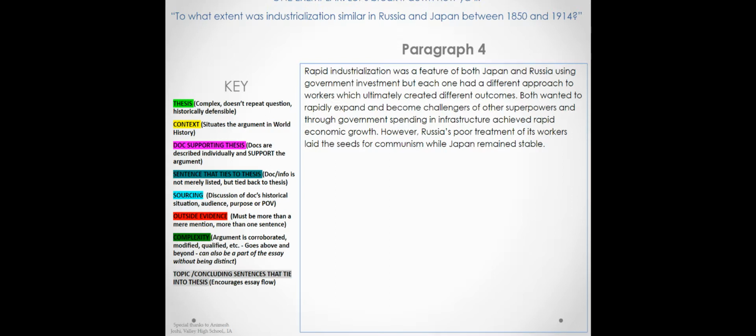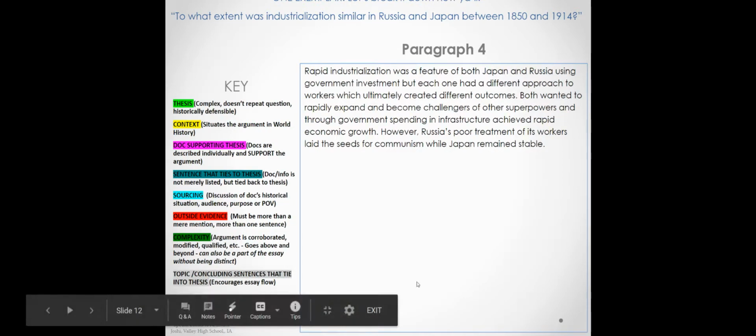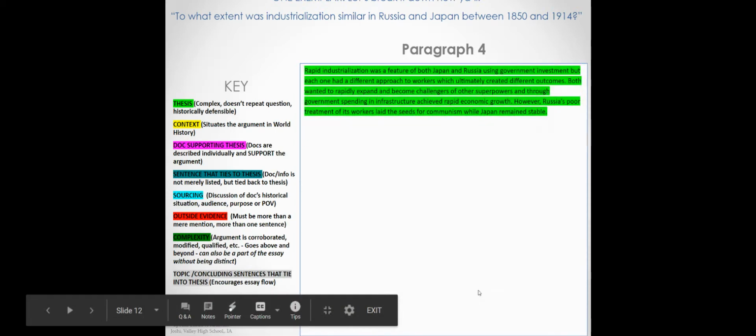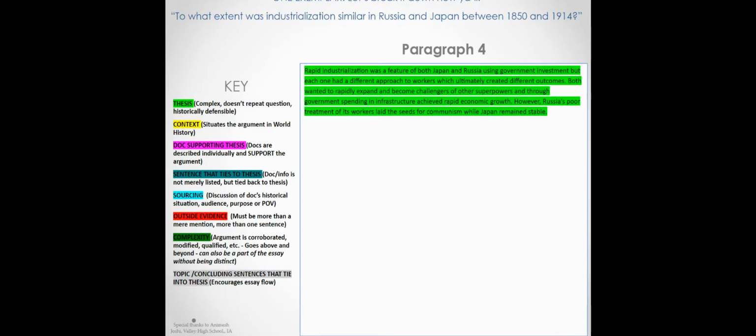So take a second and pause it and figure out which part of the key this is. All right, you should have unpaused it by now. And if you guessed thesis, you'd be correct. This is just restating the thesis and going a little bit above and beyond. And this is how you conclude. You just restate the thesis, a little longer here, a bit of evidence, and that is a 7.